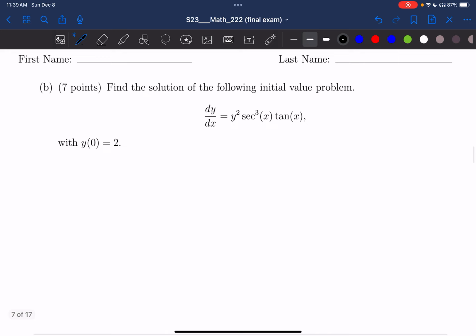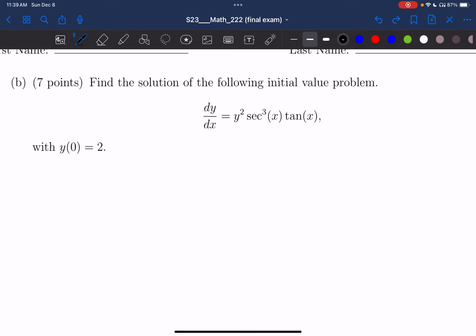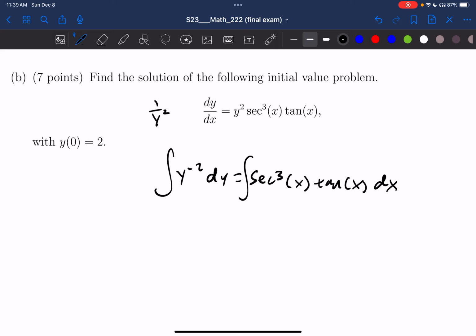Find the solution to the following initial value problem. Okay, so we got an initial value. We just had a linear one, so now we're going to have a separable, obviously. And here we do have a separable. So this seems a little bit more complicated. We have all x's right here, all y's right here. Group them all together. We can divide the y over. To make this easier to integrate, let's just write y to the negative 2 dy will be equal to secant to the third power x and then tangent x dx. Integrating both sides, the left side is pretty easy to integrate.